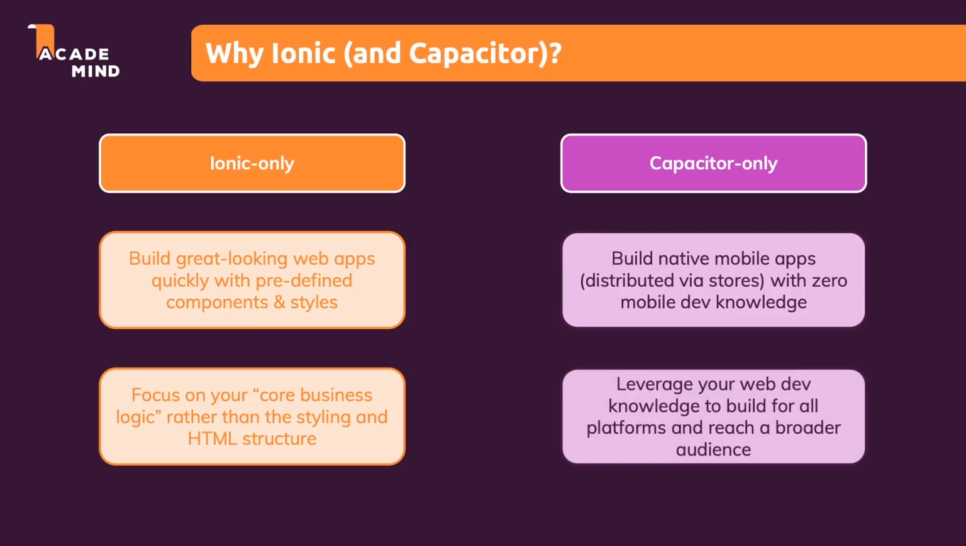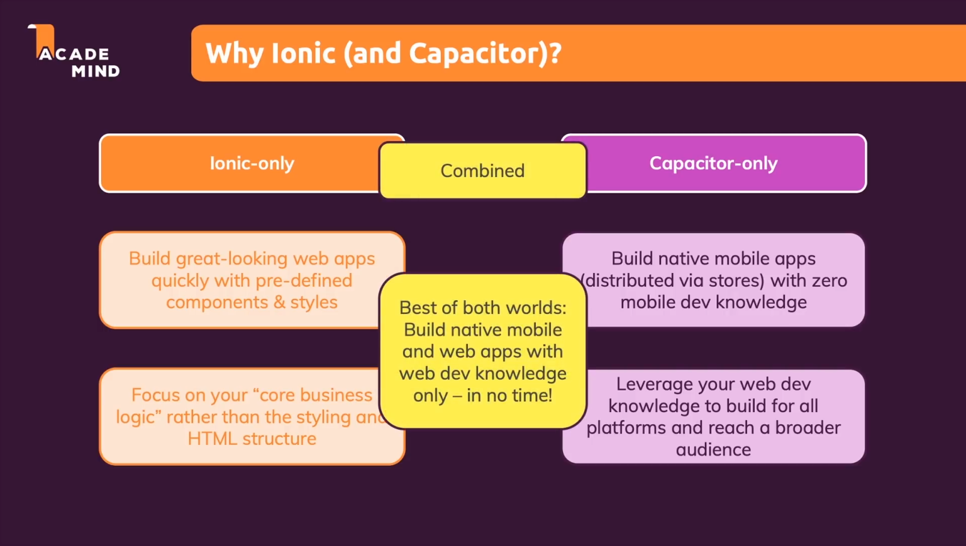Instead, you take what you already know, you leverage your web development knowledge, and you build a web app which you then, with the help of Capacitor, ship to the iOS App Store, to the Android Play Store, with the help of an installer as a desktop app, and of course, if you want, still as a web app hosted on some server. So whilst you can use each tool standalone, combined, you really have the best of both worlds and you can build native mobile apps with your existing web development knowledge. And you can do that really, really quickly, as you will also see in this course.